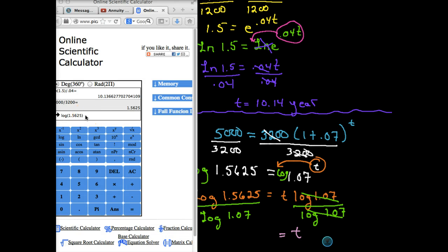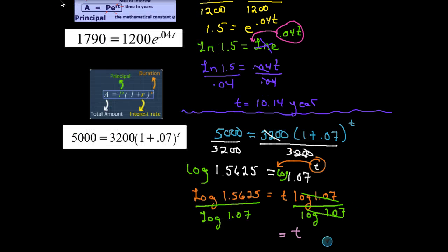Okay, so I've got the log of 1.5625 divided by the log of 1.07, and when I hit return, my answer is 6.596 years, or we'll round that to 6.6 years. So 6.6 years. My money will have grown to $5,000 if I invest $3,200 at a 7% interest rate. So that will take me 6.6 years.